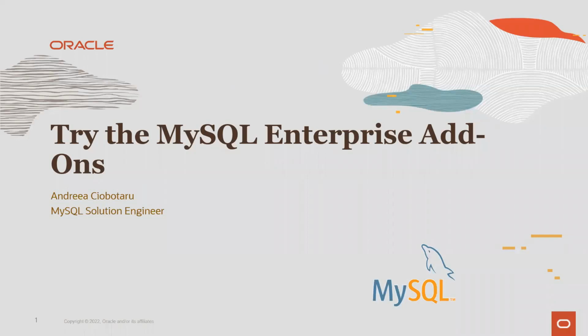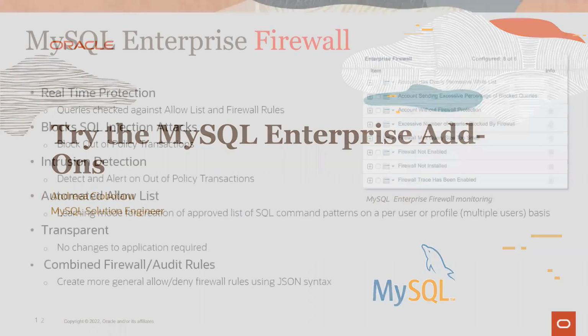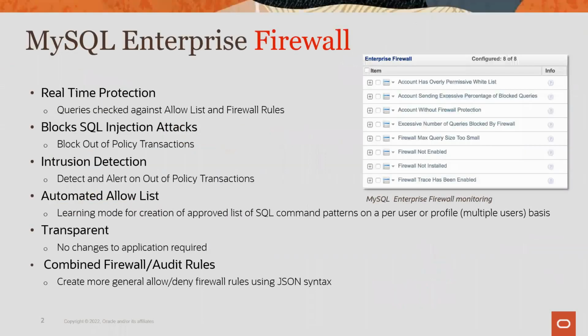All right, now let's see an example of how to actually try the MySQL Enterprise add-ons. So in this video, we are going to take a look at how you install one of the MySQL Enterprise add-ons, specifically the MySQL Enterprise Firewall. So this is actually an SQL level firewall. It's something that provides real-time protection. It blocks SQL injection attacks.